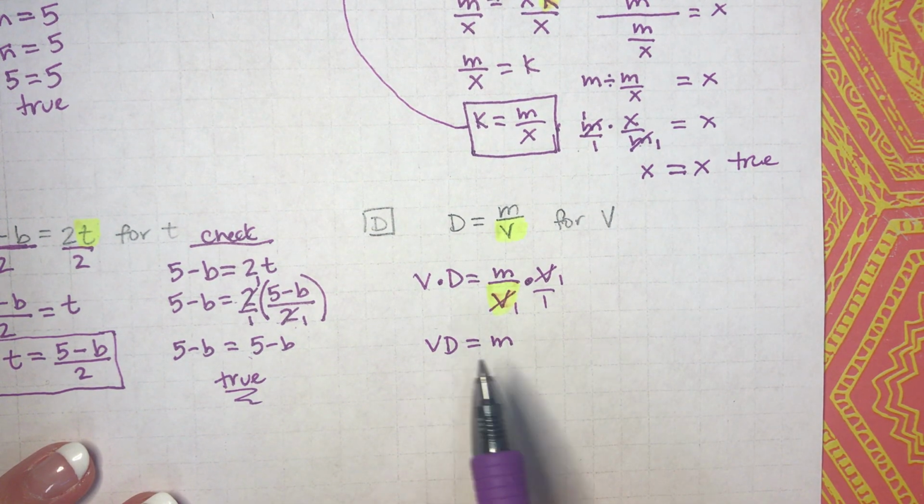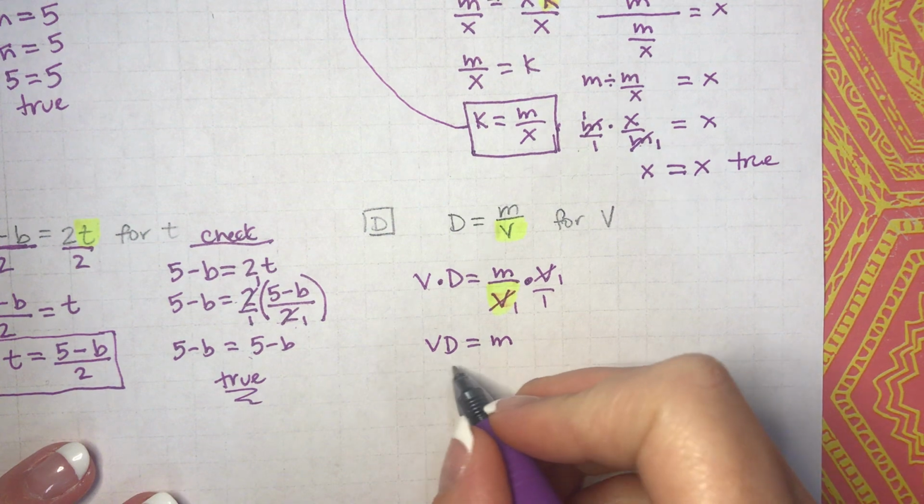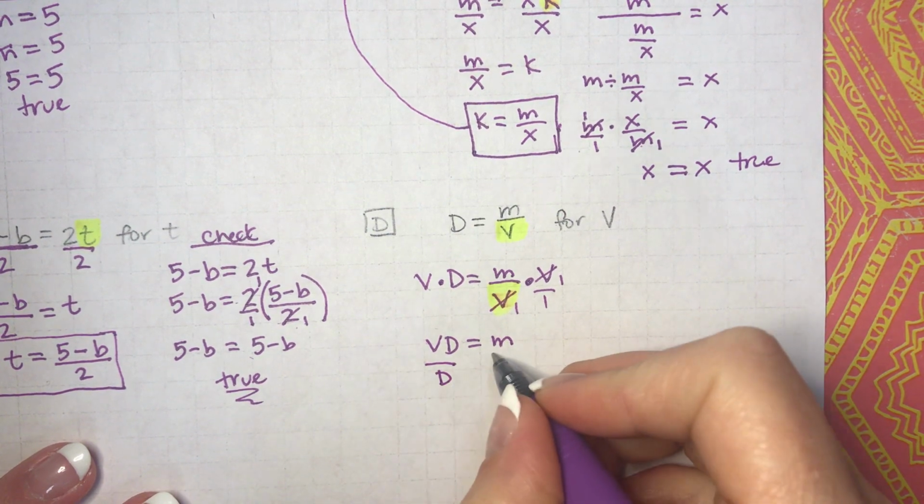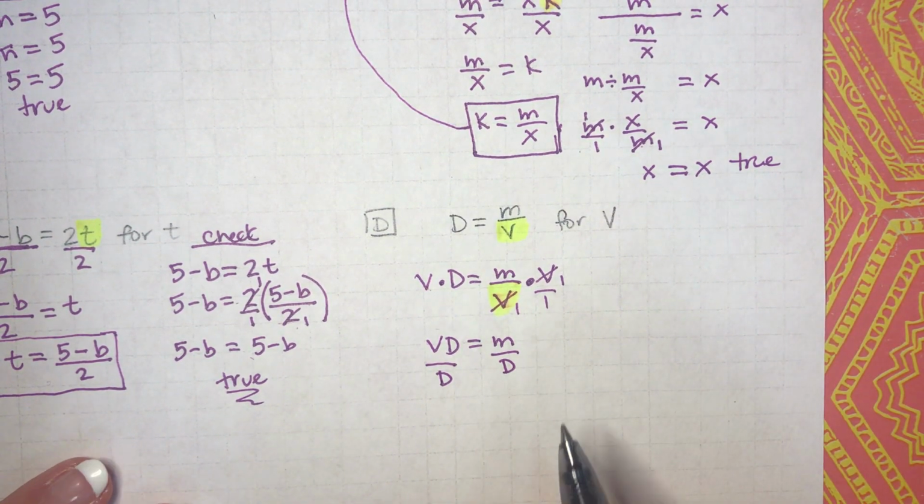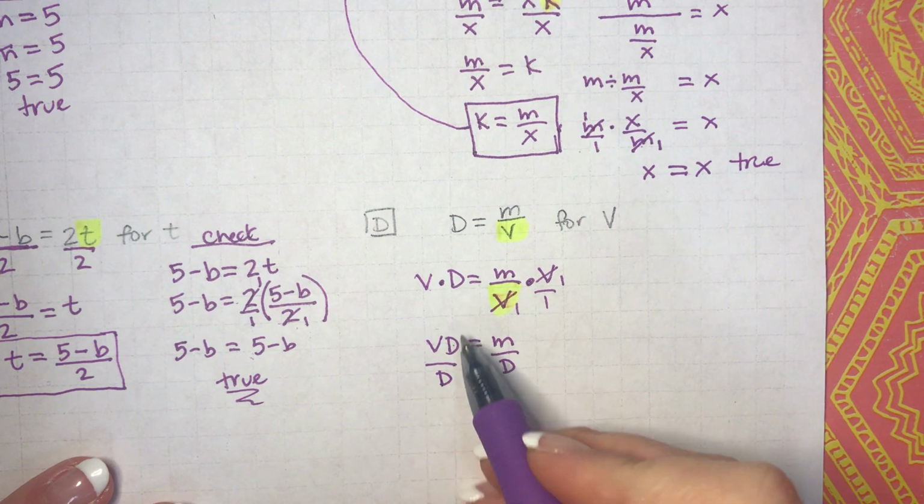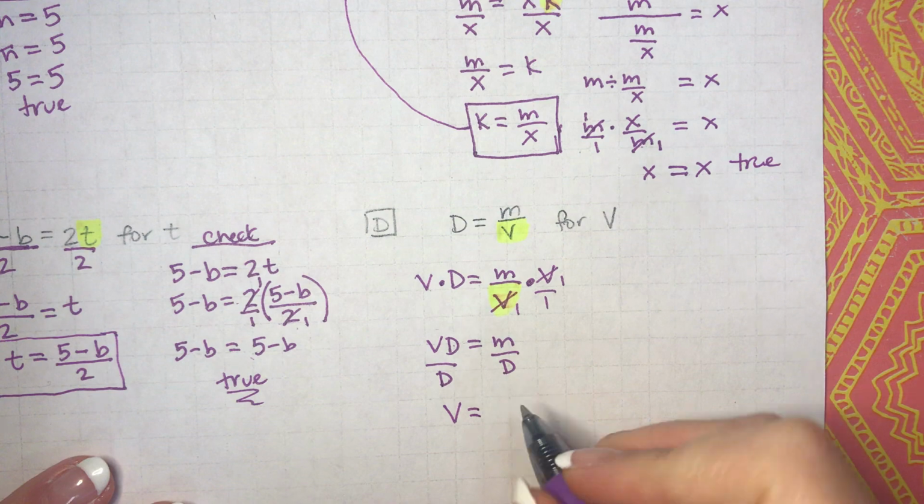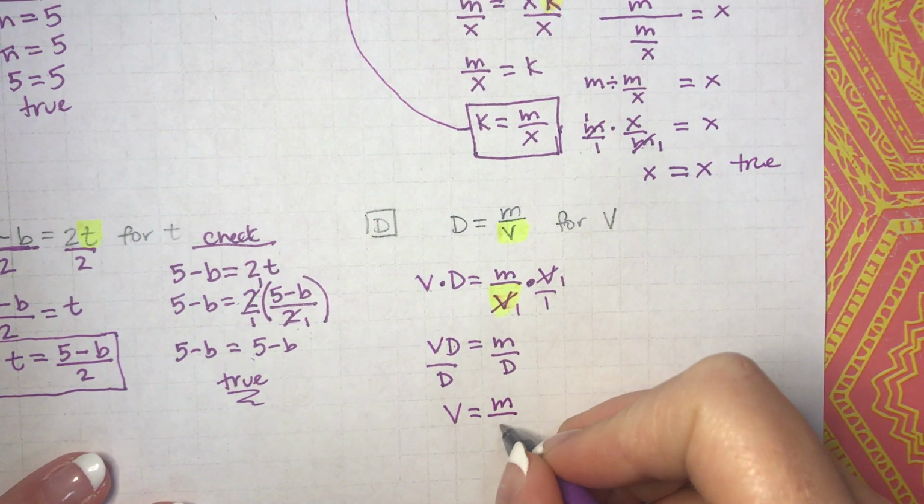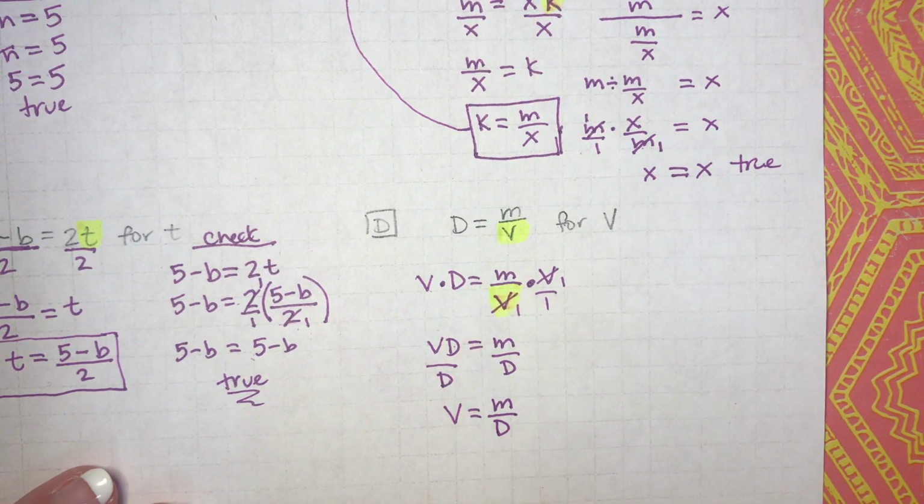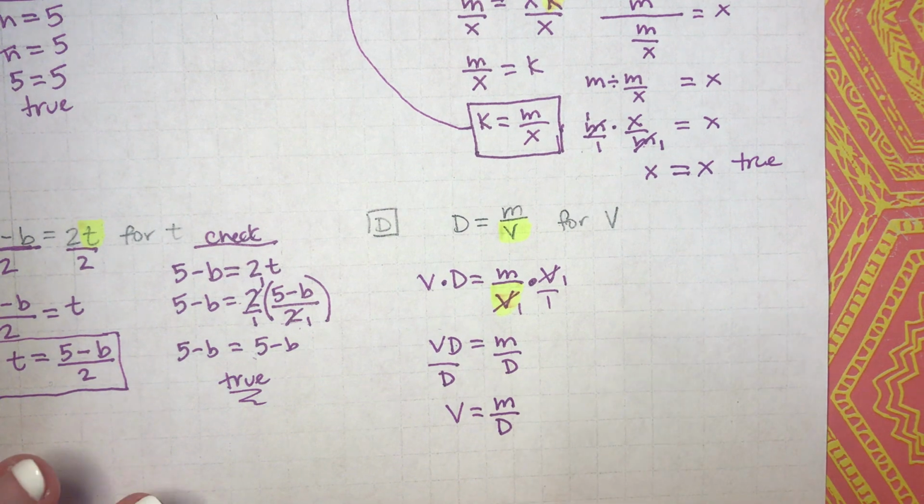It's related through multiplication, so we're going to do the inverse operation of multiplication, which would be division, to both sides. D divided by D is 1. 1 times V is just V. Woohoo! We have V by itself. V is equal to M divided by D. Now we're just going to go ahead and check it.